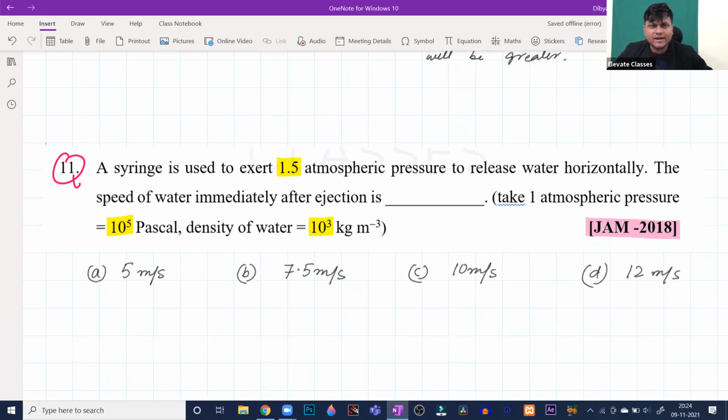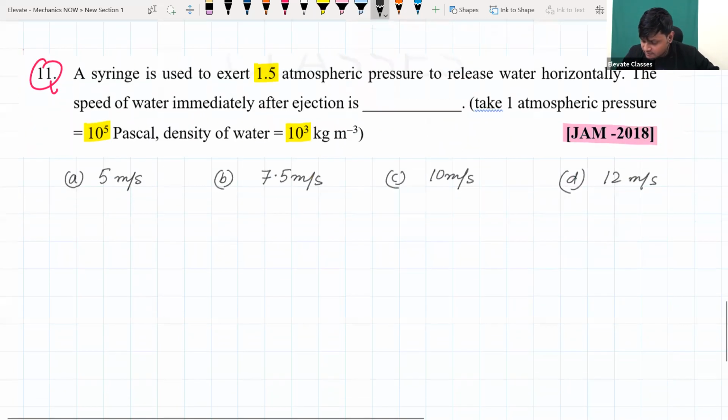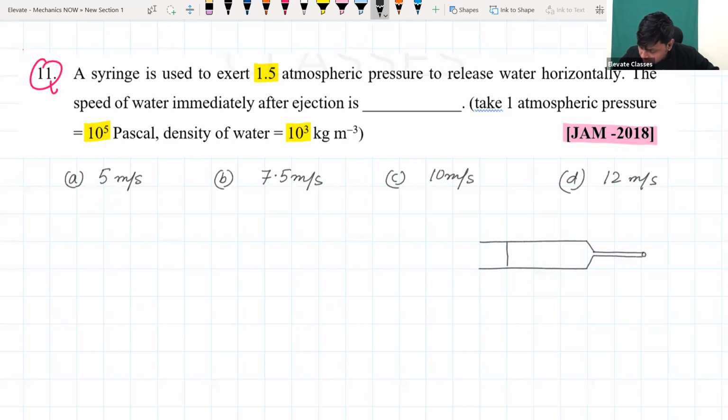All right, do I need to do this one? Seems that all of you have done it. Let me do it quickly. So if you have some sort of a syringe like this, okay, this is a syringe, just creating some kind of a pressure here. Okay, you have this.